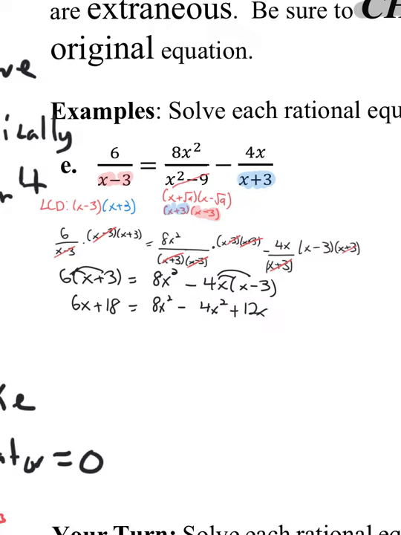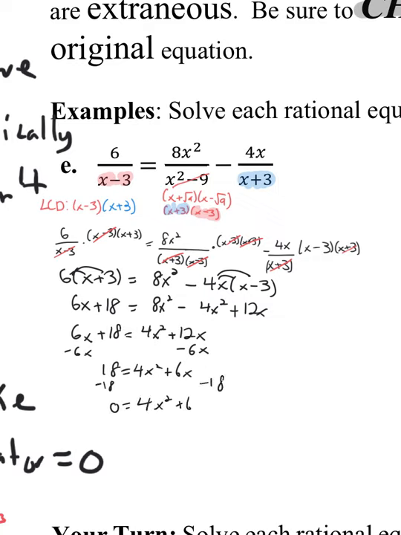All right, so I get 6x plus 18 equals 4x squared plus 12x. And now I'm just going to need to put everything on one side of the equation together. 18 equals 4x squared plus 6x. Subtract 18 from both sides, I get 0 equals 4x squared plus 6x minus 18.